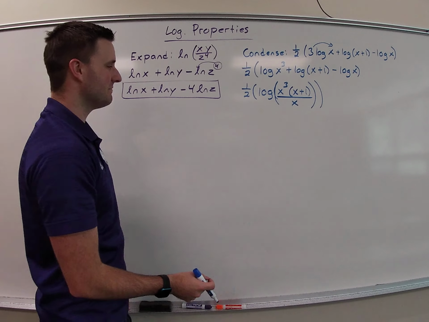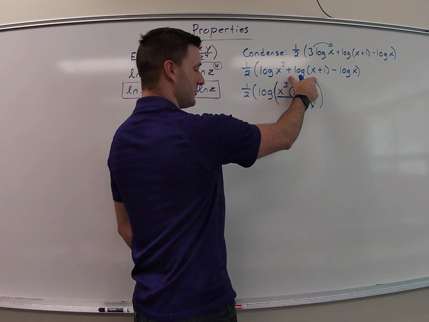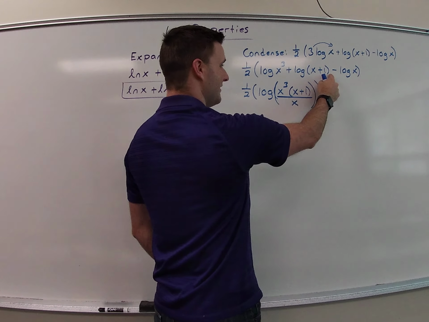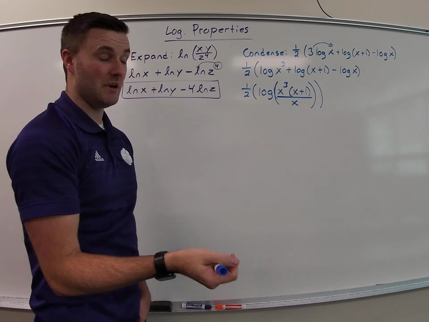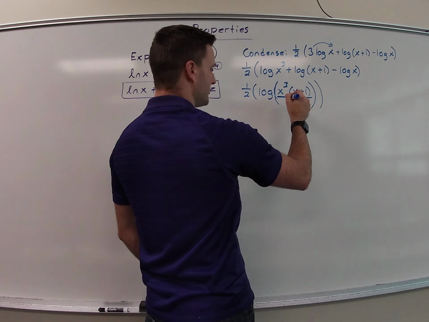It's a lot of parentheses. So I have x to the third times x plus 1, because it's separated by a plus sign. And then the whole thing's being divided by x because of that minus sign. All right, let's go ahead and simplify.